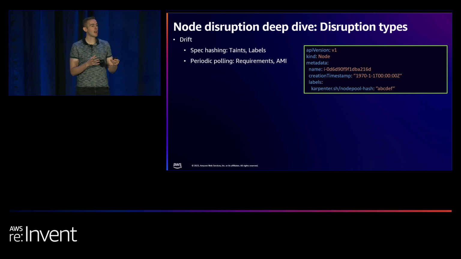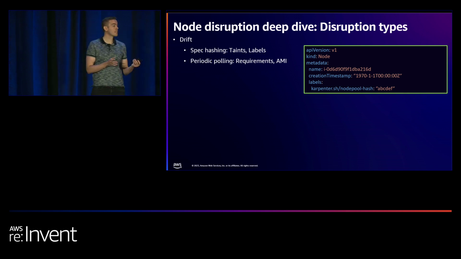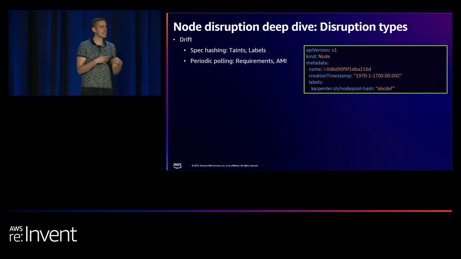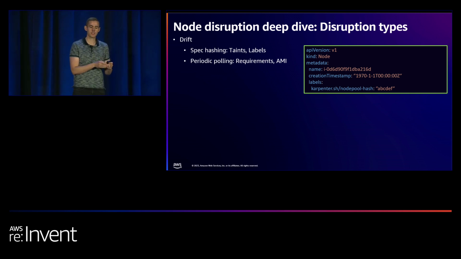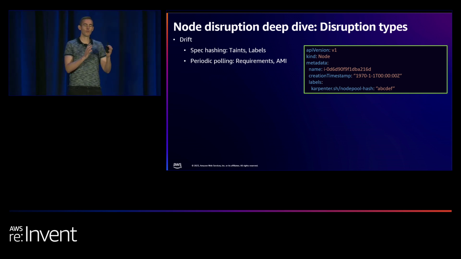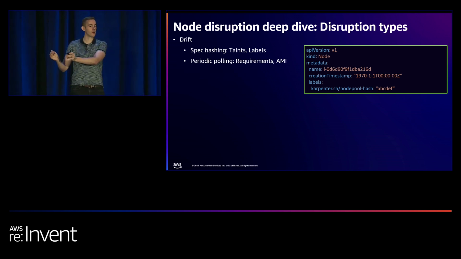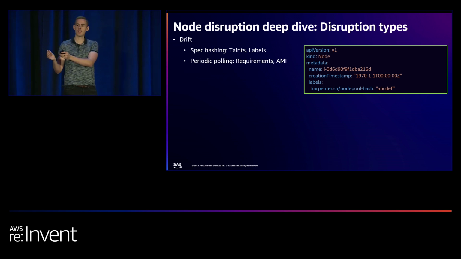How do we identify which nodes are candidates? For drift, there's two types. One way is pretty easy. We can take a hash of the spec. So things like taints and labels, we do it on a per field basis, and we figure out, given your specification, what is a hash of what you asked for, and what is the hash on that node? And we can simply do a string compare and say, the specification has now changed from what the node launched, and we can now nominate that node as drifted.